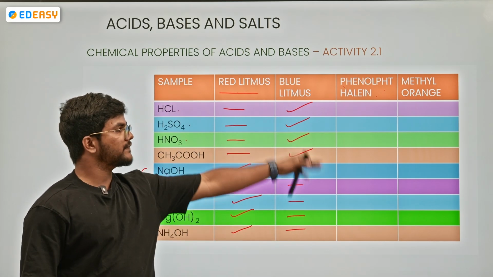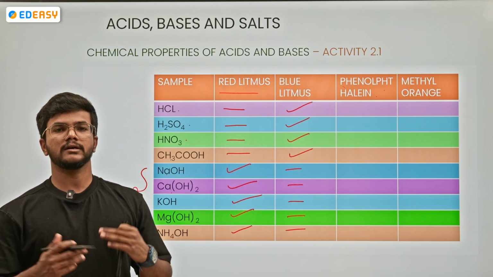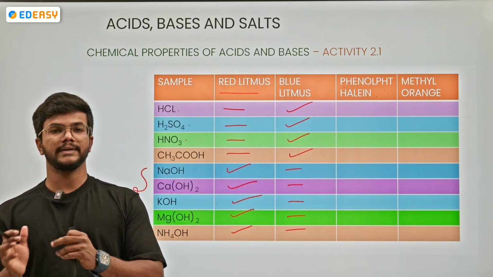And the phenolphthalein indicator and methyl orange indicators. So what are the observations you can find in the phenolphthalein indicator and the methyl orange indicator?